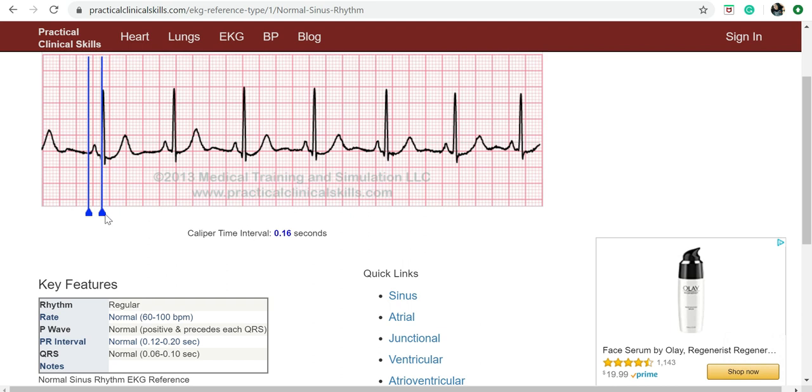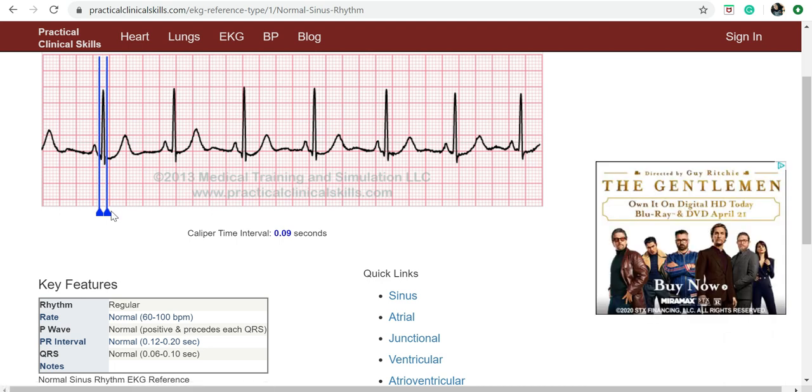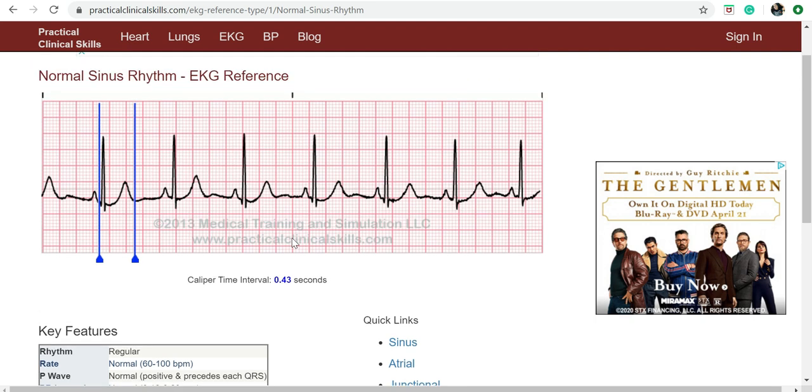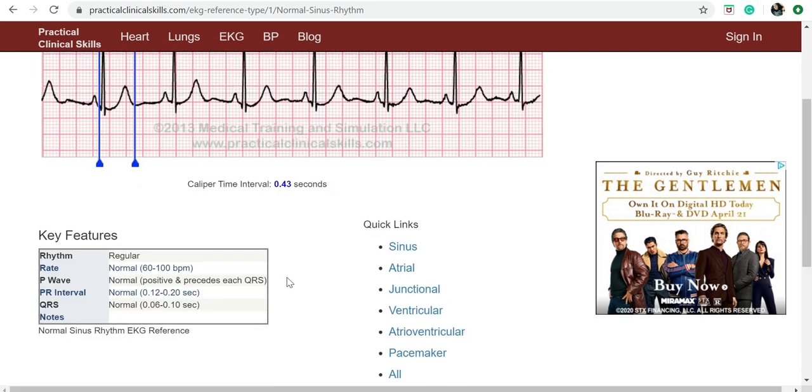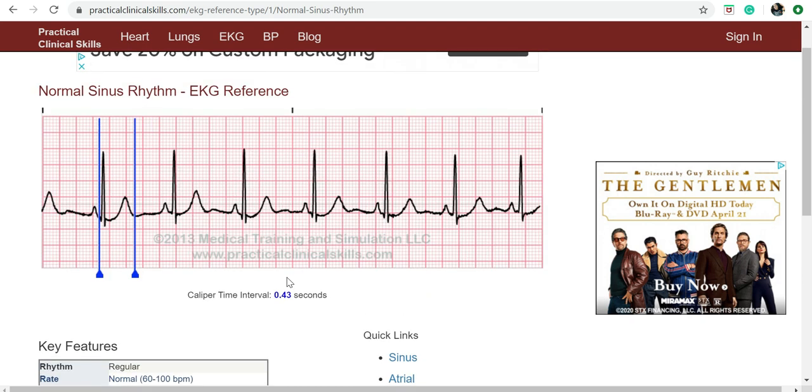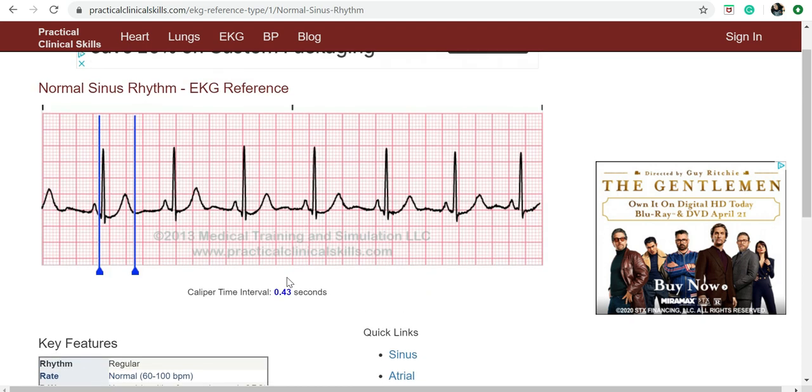Okay, let's measure the QRS. Our QRS is 0.09, and we know that our QRS should measure between 0.06 and 0.10 seconds. And the QT, let's measure that too. It's 0.43. So this rhythm is normal. Those are normal values that we're getting. So this is what your normal sinus rhythm would look like.